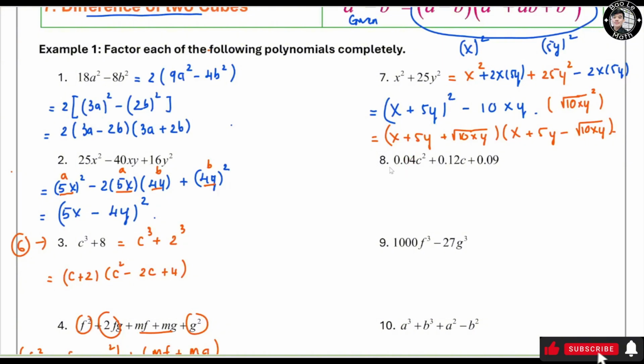Now let's move on to question 8. Look at this one right here. We have a decimal number, right? So I'm going to multiply the top and bottom by 100, right? So this guy turns out to be 4c squared plus 12c plus 9 over 100. So the top one is actually a complete square, right? It turns out to be 2c plus 3 altogether squared divided by 100.